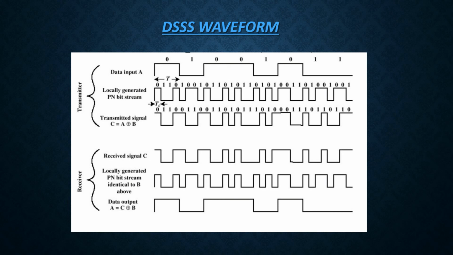If this encoded signal is stolen somewhere in transmission and is tried to be decoded using some other chip code, the original signal will never be reconstructed. So DSSS provides us great security.